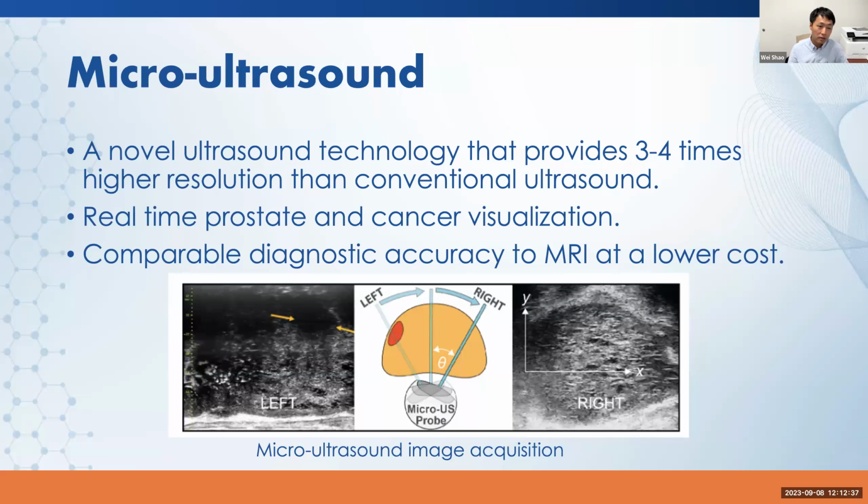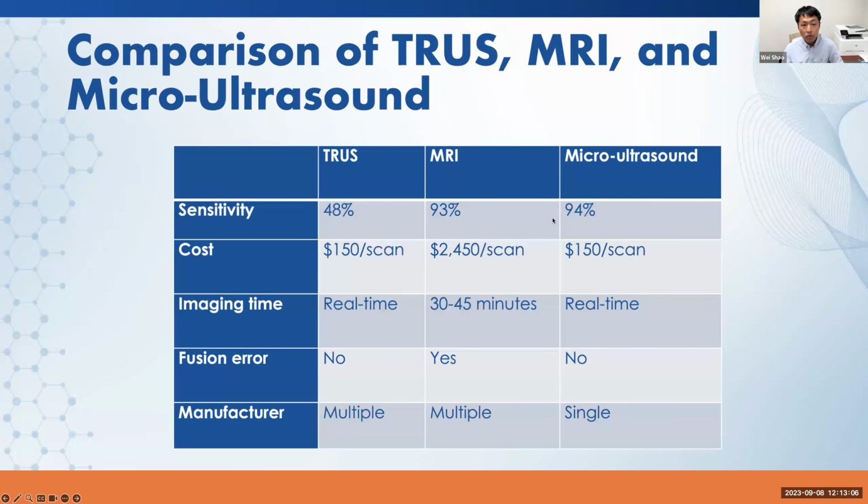Previous studies have shown that this new technology can provide comparable or even slightly higher diagnostic accuracy compared to MRI, at a much lower cost, about 1/10 of the cost of MRI. For a prostate MRI, as far as I know, it's about $2,500, but for our ultrasound, one scan is just $250. It's like 1/10 of the cost of MRI. So this table gives you a summary comparison of the conventional transrectal ultrasound, MRI, and micro-ultrasound across different imaging modalities.